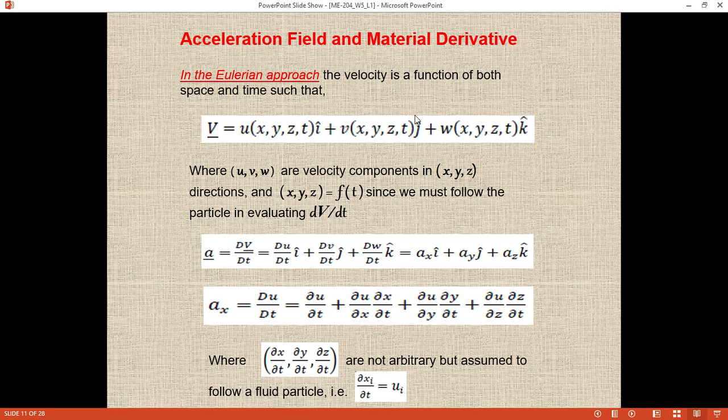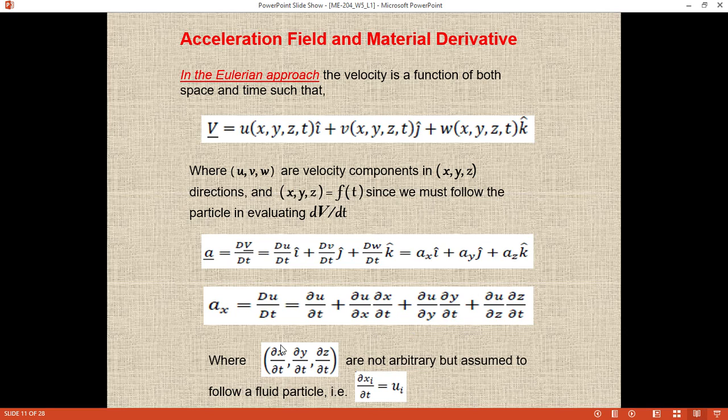So in the Eulerian approach, the acceleration is equal to this complete factor, while in the Lagrangian approach this is the only factor of acceleration, because this is only a function of time, but here it is a function of time as well as a function of space coordinate.